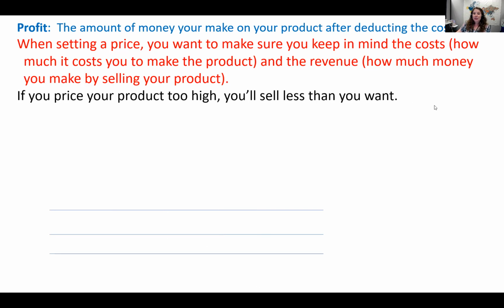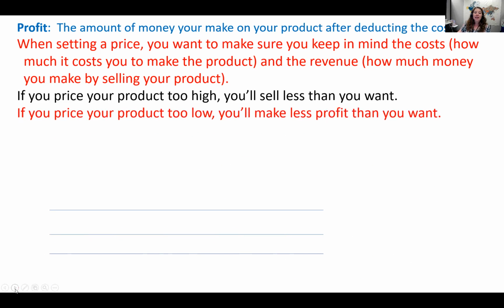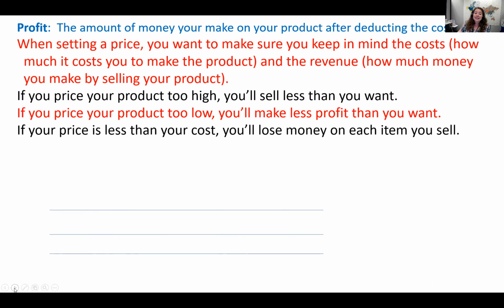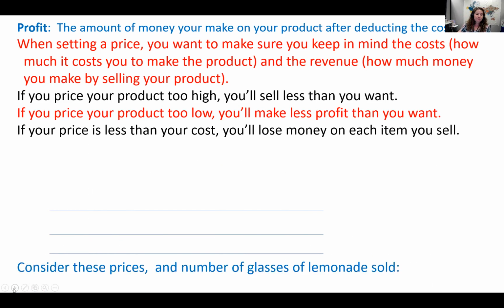If you price your product too high, not many people are going to buy it. You're going to sell a lot less than you wanted to. If you price your product too low, you're going to either make very little profit, or sometimes it might even cost you to sell that product. If your price is less than your cost, you're going to lose money on each item that you sell. So you have to find that really picky place right in the middle.